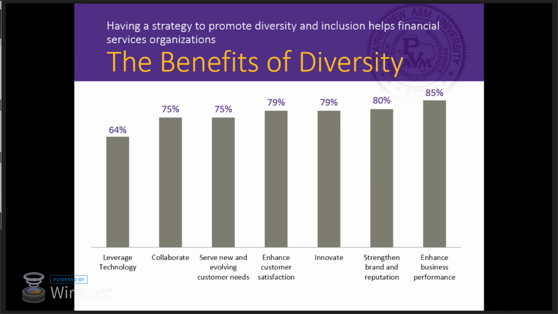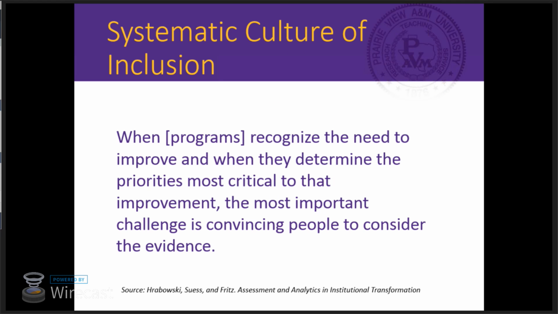It matters to the bottom line when different perspectives are included at the decision-making table. It is a fact that everyone is not convinced. But still, I think the numbers and the statistics bear out that greater representation is what is required. In a report released by Freeman Hrabowski in 2011, he stated that the process of cultural change begins with a focus on inclusiveness. And when institutions recognize the need to improve and when they determine the priorities most critical to that improvement, the most important challenge is convincing people to consider the evidence.